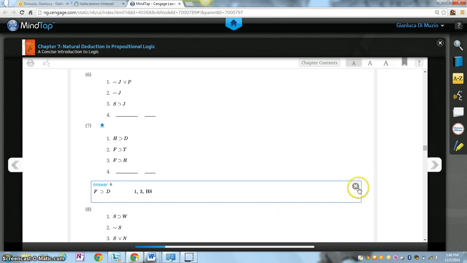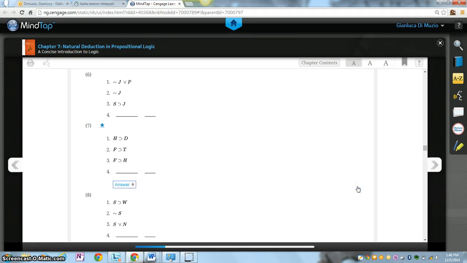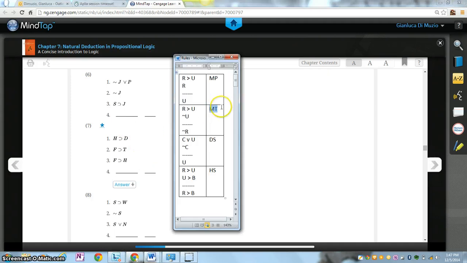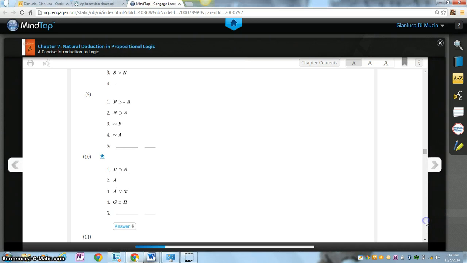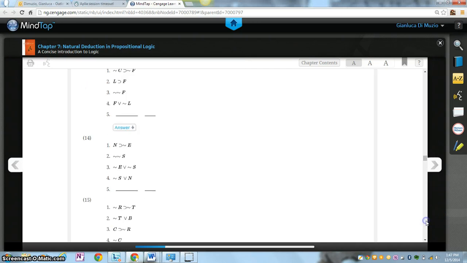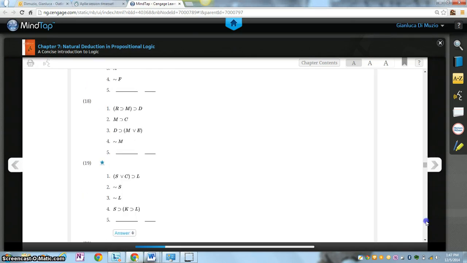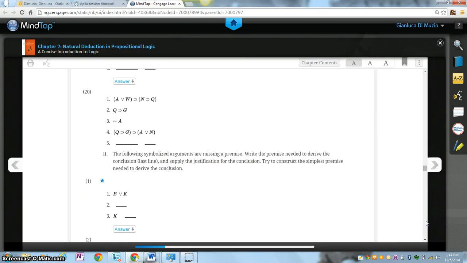So this is one type of exercise. You're given lines, you have to find two of those that go together in accordance with one of the patterns of reasoning: modus ponens, modus tollens, disjunctive syllogism, hypothetical syllogism. Then there's another block of exercises where you do something slightly different. It's a good exercise because it forces you to be flexible in your thinking.